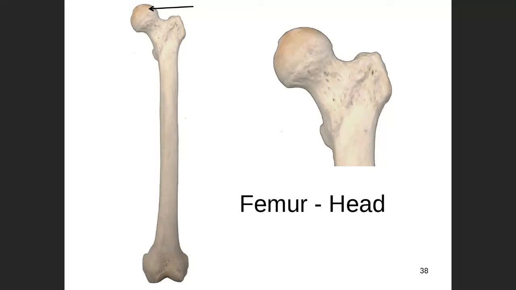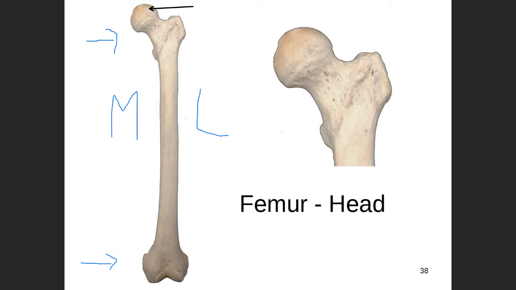So again, what we're looking at here, as you're labeling, a couple things. This is the proximal end of the femur. This is the distal end of the femur. This is the medial side. This is the lateral side. Okay? And this is an anterior view of the femur.